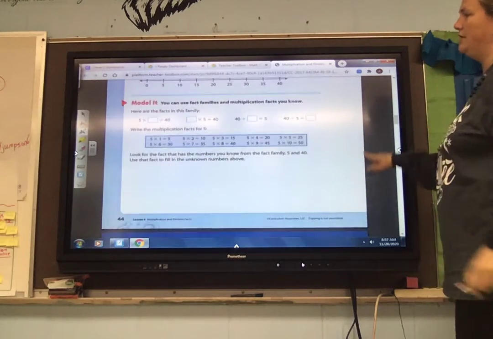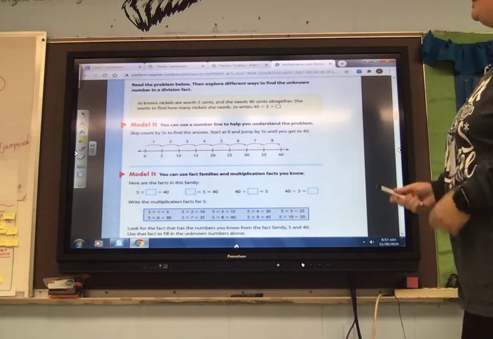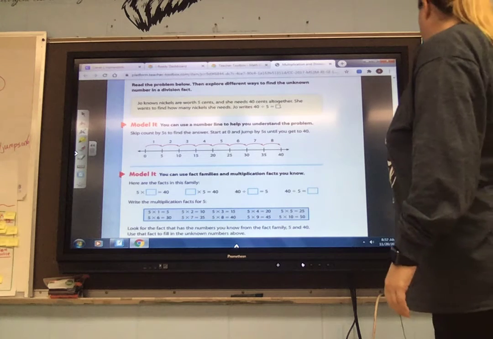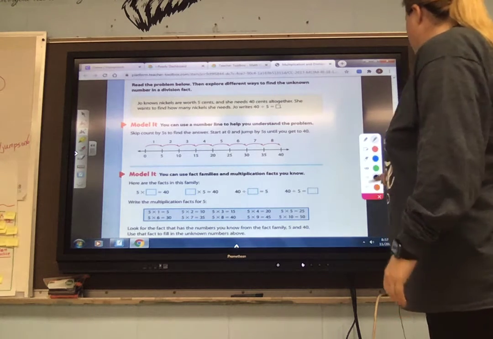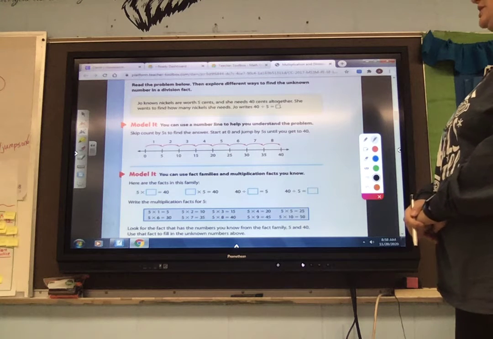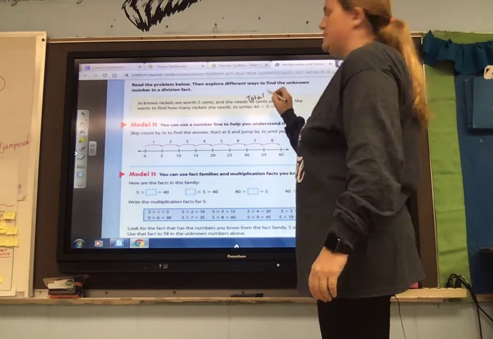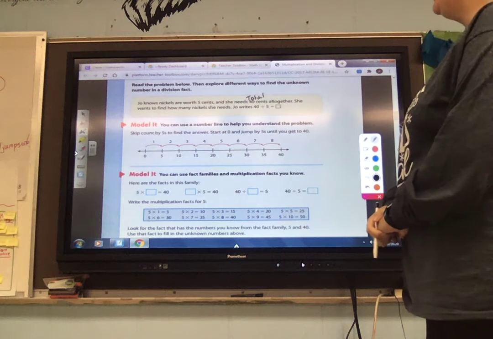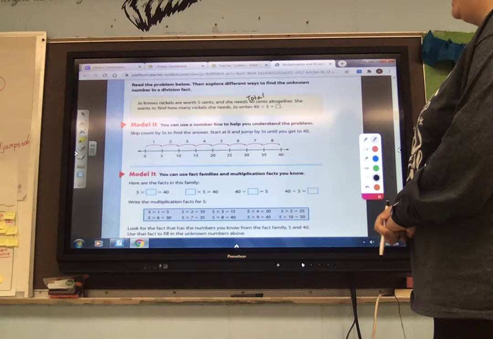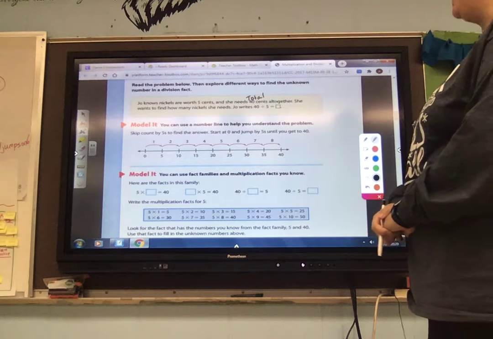All right, so let's start on 44. We are working on division facts still. Read the problem below, then explore different ways to find the unknown number in a division fact. Joe knows nickels are worth 5 cents. She needs 40 cents altogether. There's my total. That's what she wants to have. She wants to find out how many nickels she needs. So Joe writes 40 divided by 5 equals blank.